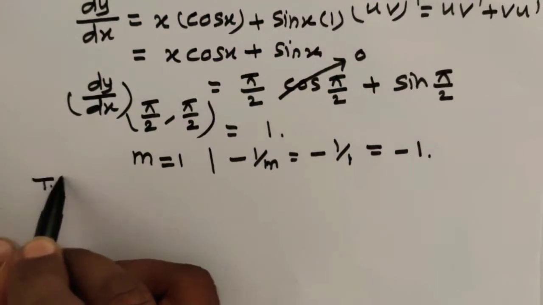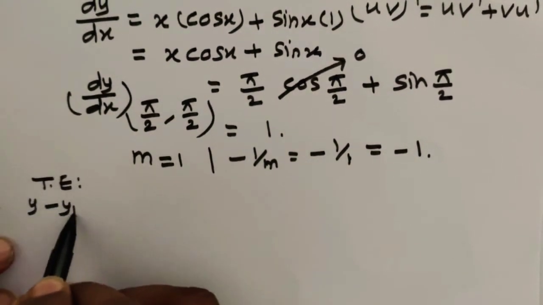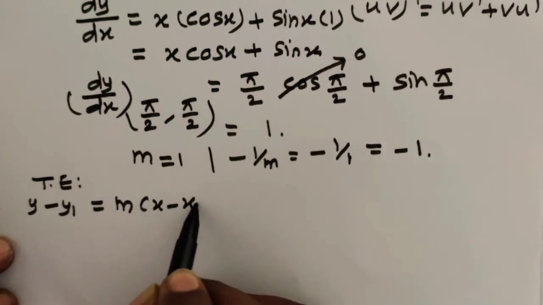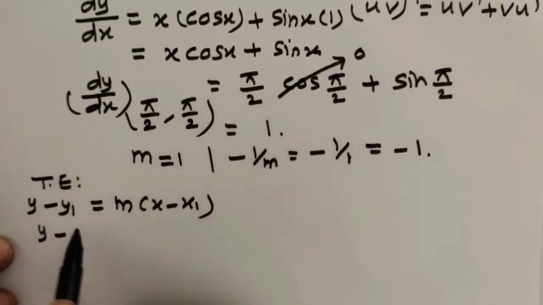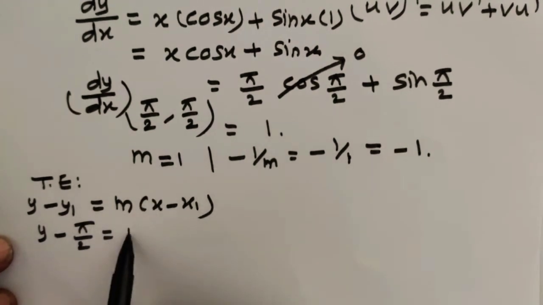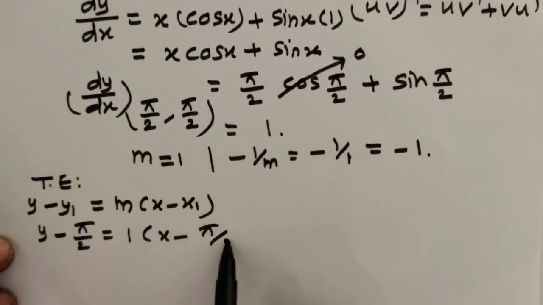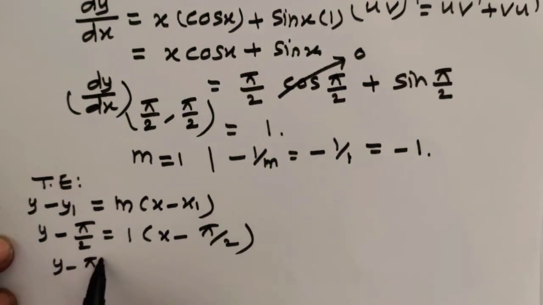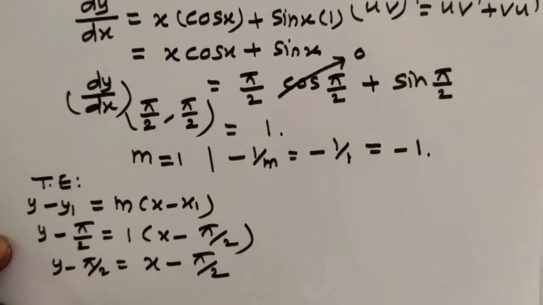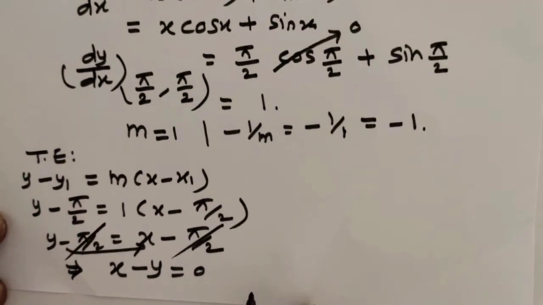Now, the tangent equation is y minus y1 is equal to m into x minus x1. Here y1 is pi by 2, which is equal to slope m, which is 1, into x minus pi by 2. So y minus pi by 2 is equal to 1 into x minus 1 into pi by 2. This minus pi by 2 and this minus pi by 2 both get cancelled, which implies x minus y is equal to 0. This is the tangent equation of the given curve.